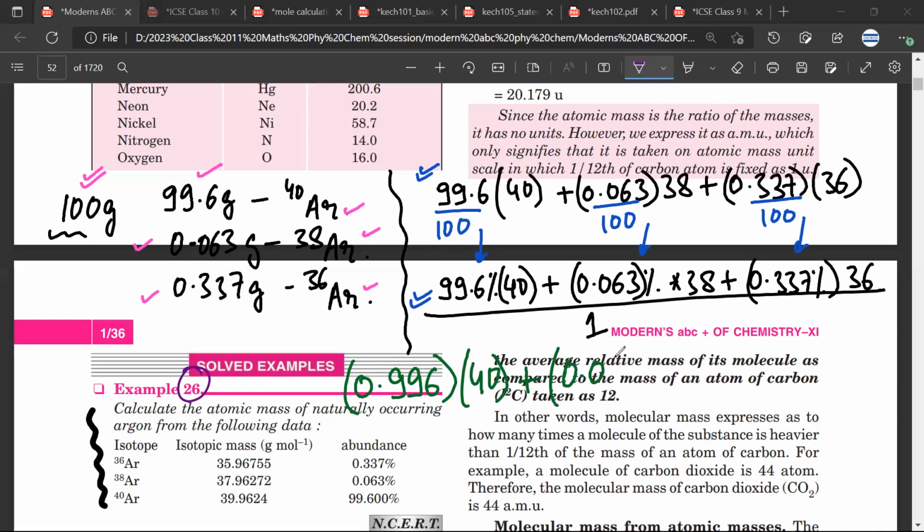So 0.00063 into 38 plus 0.0037 into 36. And see, the important thing about these stoichiometry calculations would be when you are doing the lab work, then these will help you a lot. Have you understood? See, otherwise, when you are doing lab work, this won't make sense.